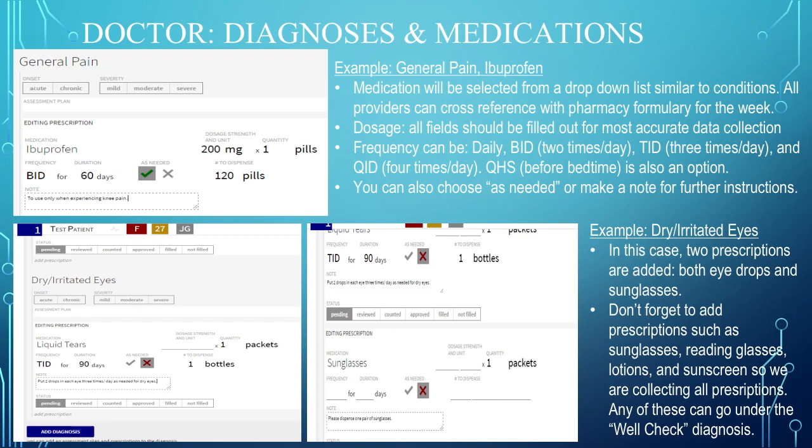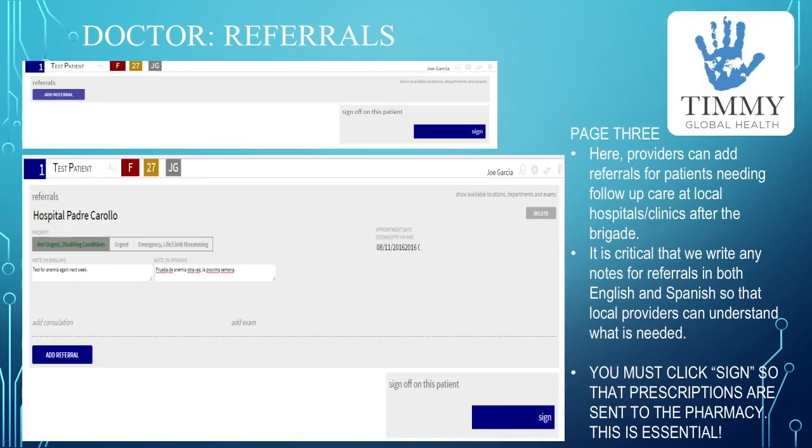The really important thing for all of our scribes to remember is that we like to track every single prescription that's given out. That includes sunglasses, that includes reading glasses, that includes sunscreen. We also give our patients vitamins, and we ask that you record that as well. And you can record that under the diagnosis of well check and fill in children's vitamins, prenatal vitamins, or adult vitamins as well, even infant vitamins.